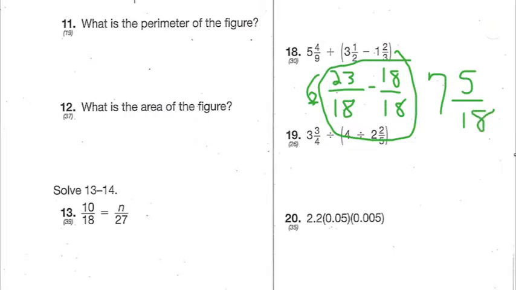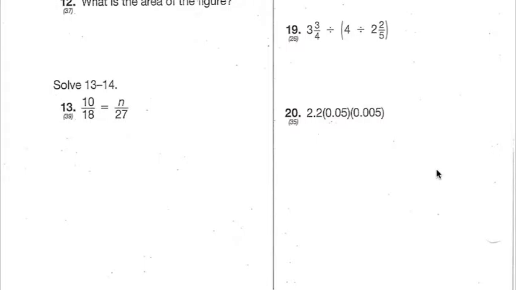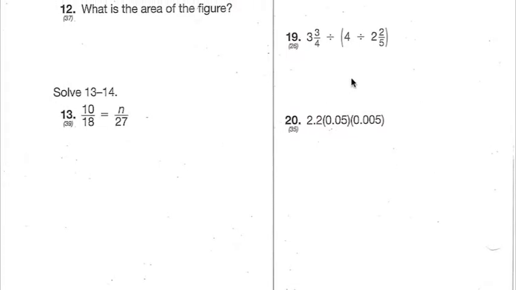7 and 5 over 18. 2 more. Inside the parentheses first, we know to divide it, we actually are going to invert and multiply, right? So let's make this into an improper fraction, the entire thing, then we're going to invert. So we take 5 times 2 is 10, plus 2 is 12. So we have 12 over 5. But we have to invert it.